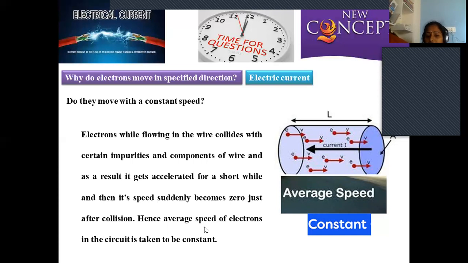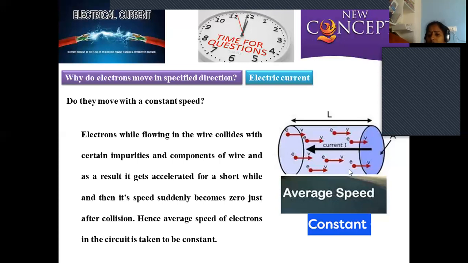Hence, we are supposed to take the average speed of electrons rather than the individual speed of an electron. So here we are going to measure the average speed of all the electrons, because at some instant an electron's speed becomes zero, at some instant it is moving in a particular manner, and at some instant it becomes slow or fast. In that case, average speed is taken. So when average speed is taken, that will be a constant. The average speed of all the electrons will always be taken as a constant value.